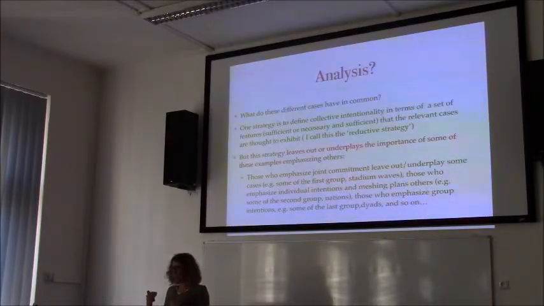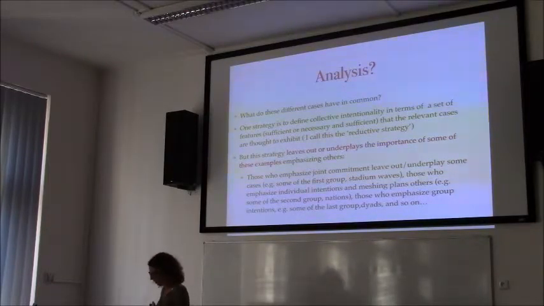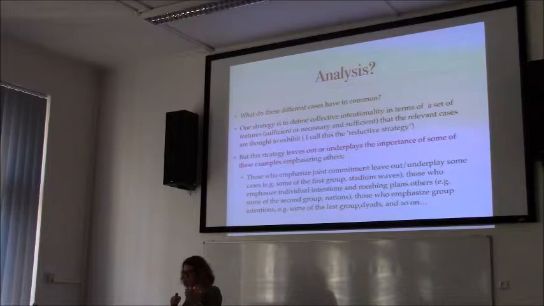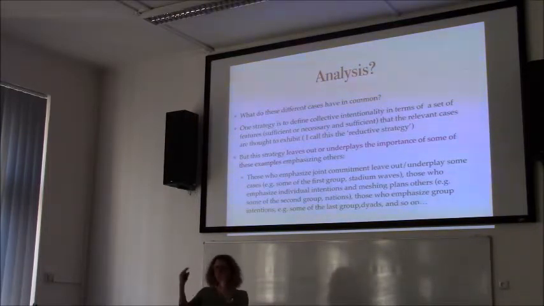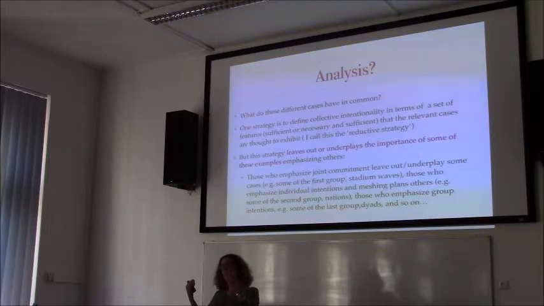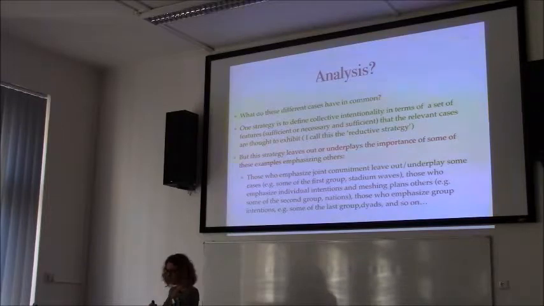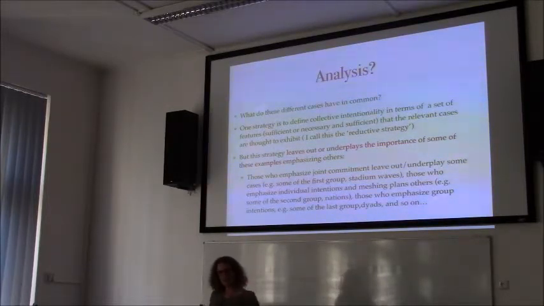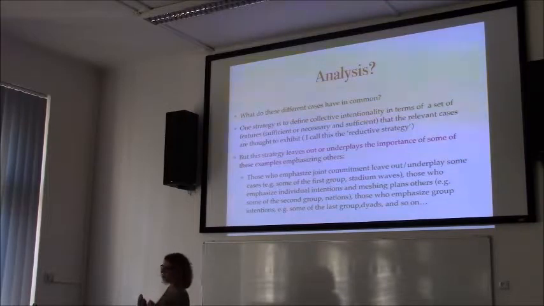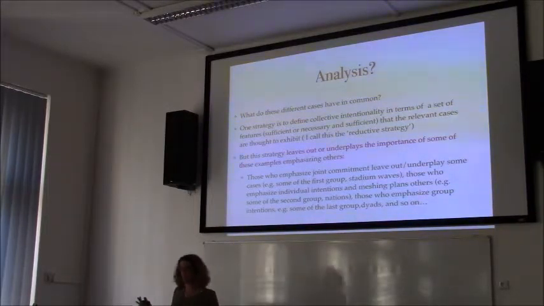Then there are those who emphasize individual intentions and meshing plans. An example of this would be Bratman's theory of shared intentionality, in which individuals have intentions to do something together, and they have plans, and his idea is that these plans mesh so that they fit one another, and there is common knowledge of them having intentions with respect to the other and a goal, and these plans. This type of theory will leave out examples like enterprises or institutions, for example, if we think of collective actions that a nation can undertake.